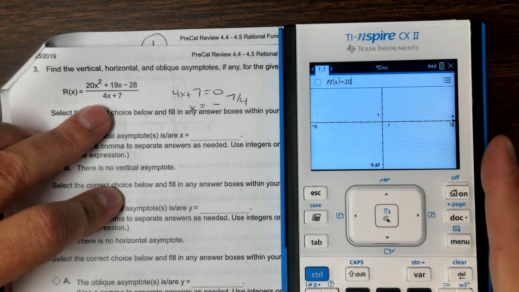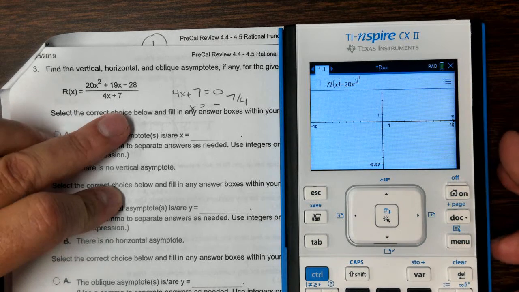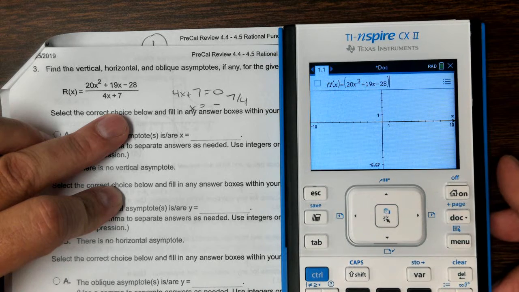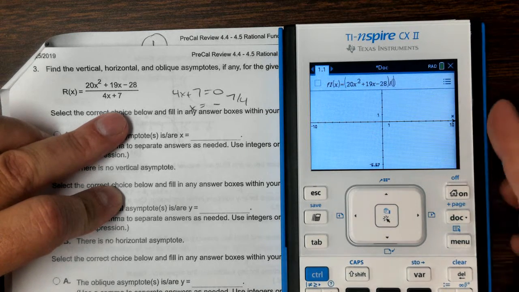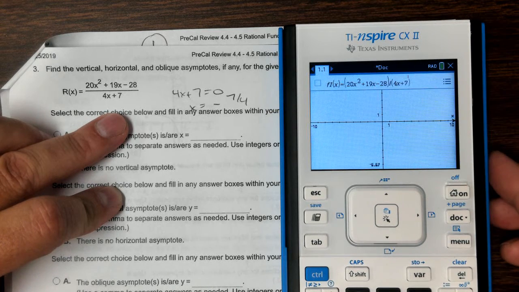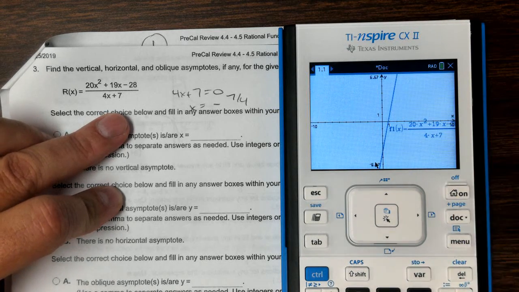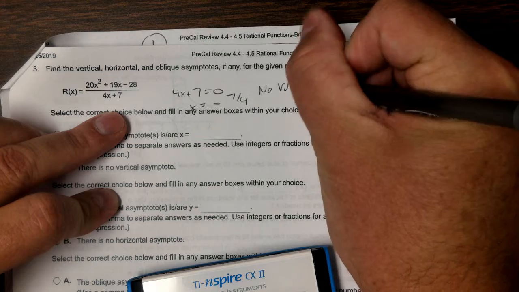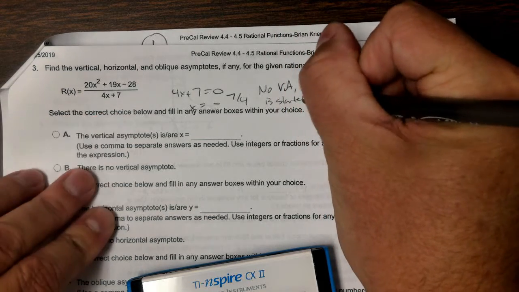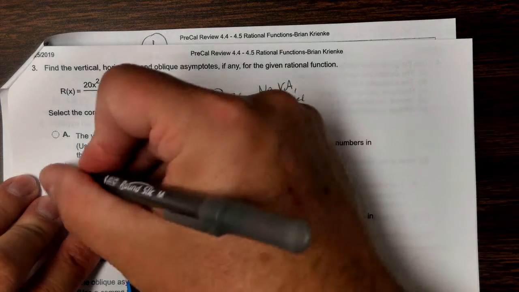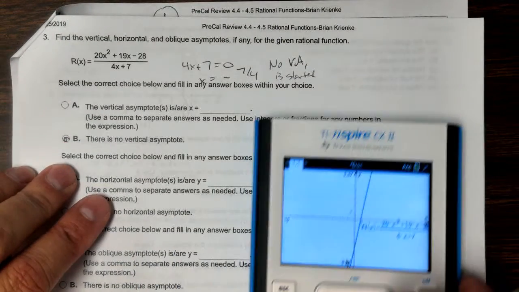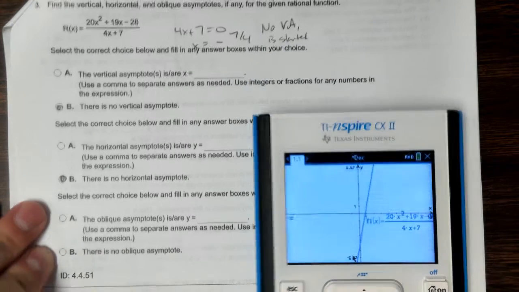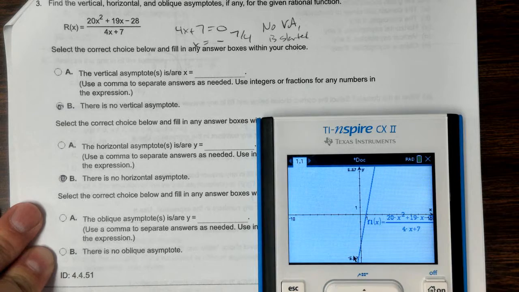So we have (20x squared plus 19x minus 28) divided by (4x plus 7). Okay, well that's just a slanted line, and so there is no vertical asymptote. No vertical asymptote is slanted. Okay, so we choose no vertical asymptote. There's also not a horizontal asymptote. And then what you have to do is figure out what the oblique is.